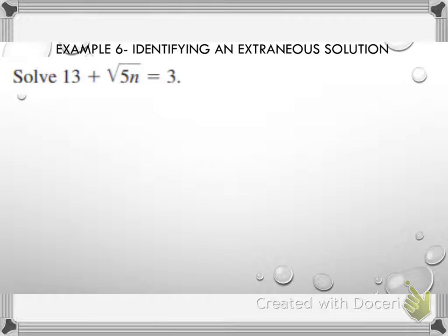Solve 13 plus the square root of 5n equals 3. Is my radical by itself? It is not. What would be my step to get it by itself? Subtract 13 from both sides. What's 3 minus 13? Negative 10. Is my square root now by itself? Yes, it is. So what can I do?